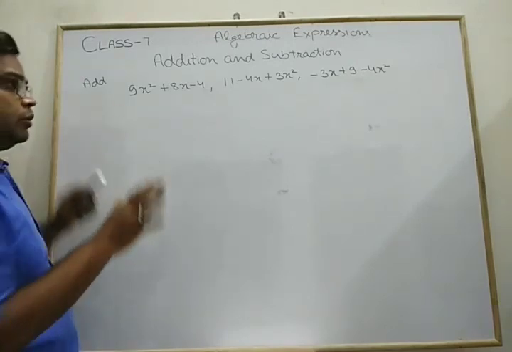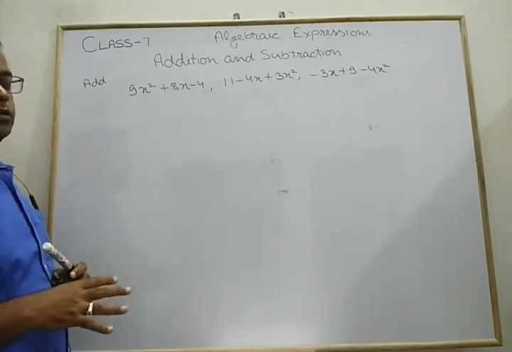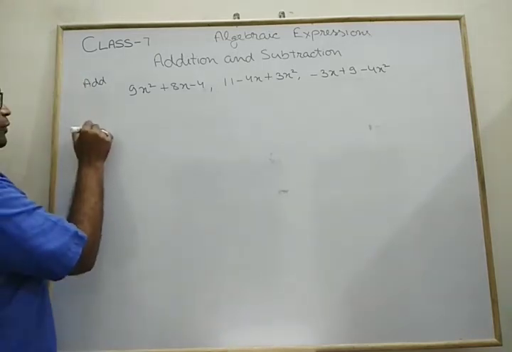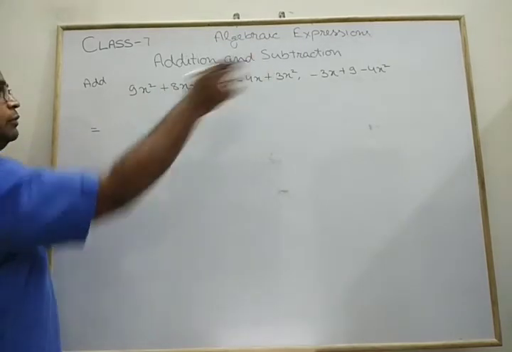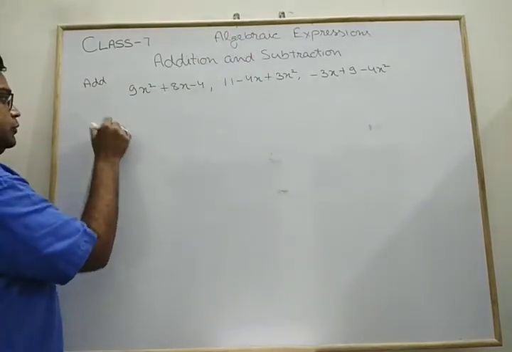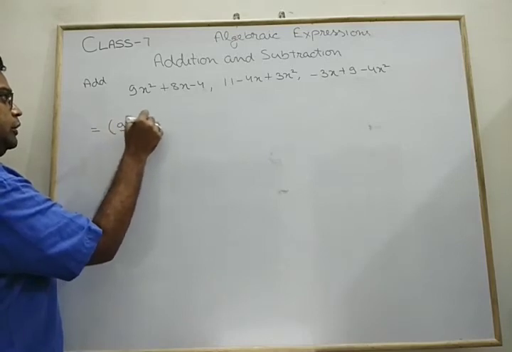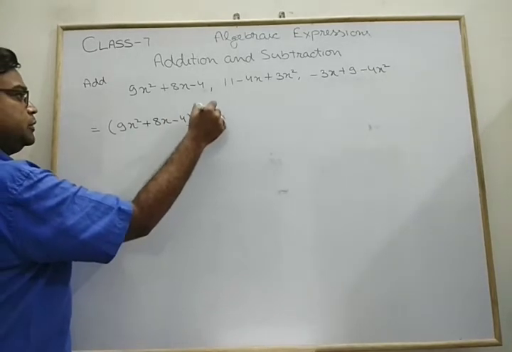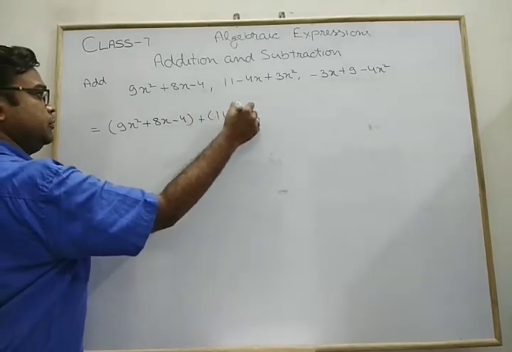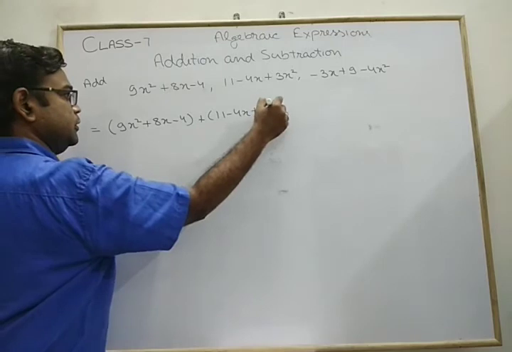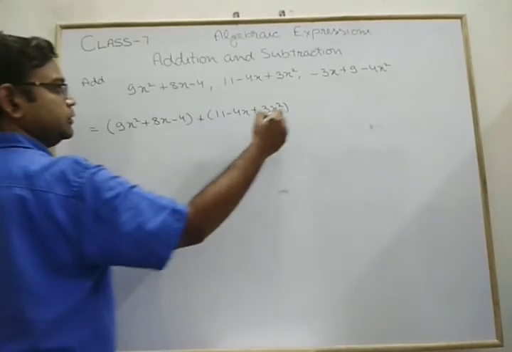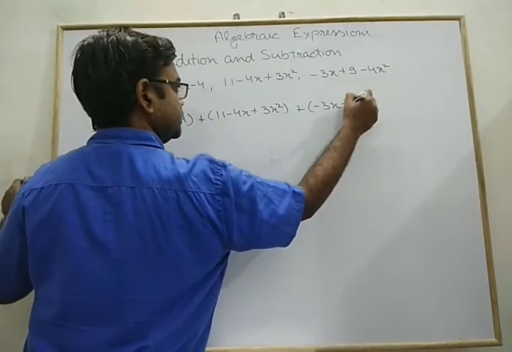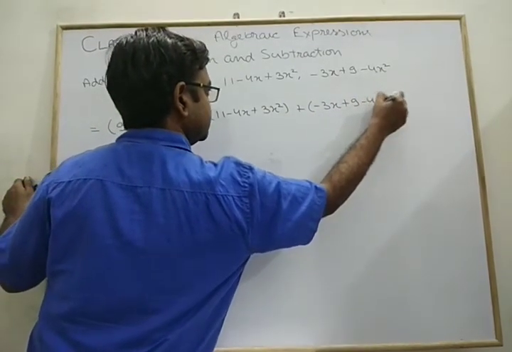So I am not going to discuss the column method. It is your simple method. So first, what do we do? By using brackets, we write them in addition form. So 9x square plus 8x minus 4, plus 11 minus 4x plus 3x square, plus minus 3x plus 9 minus 4x square.